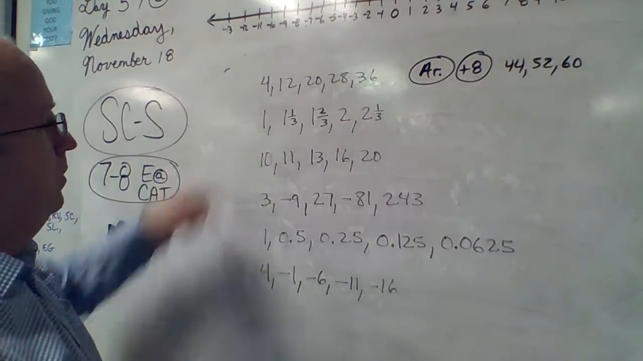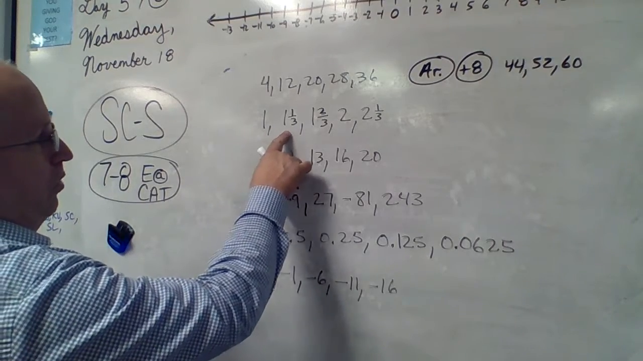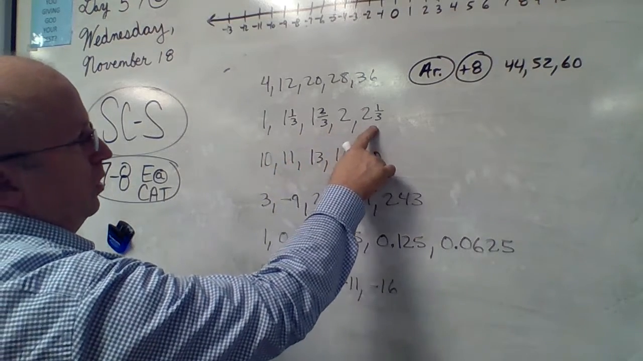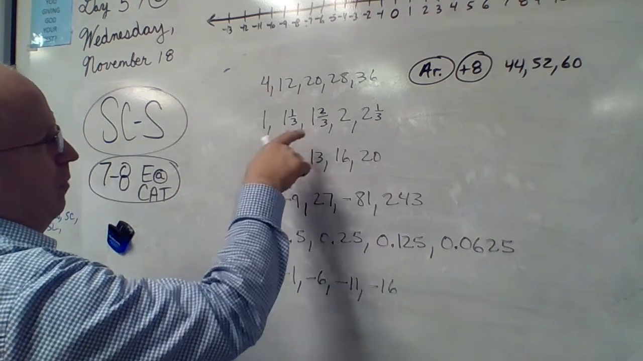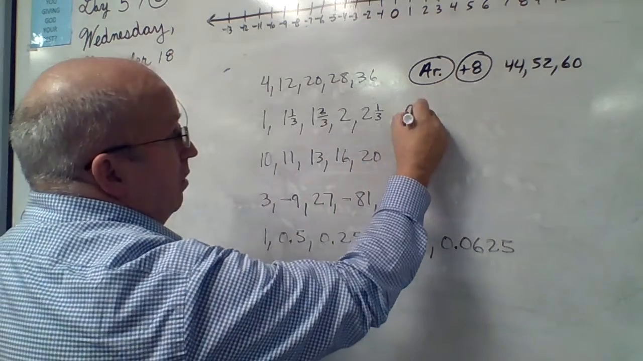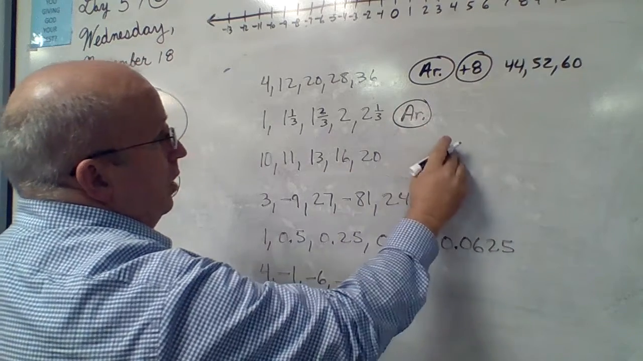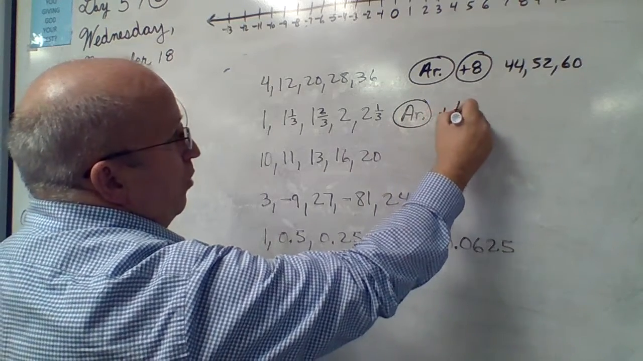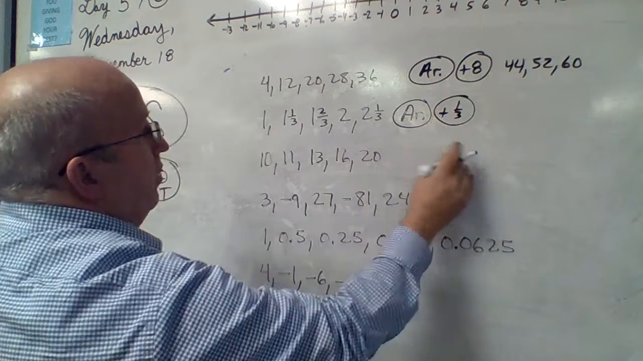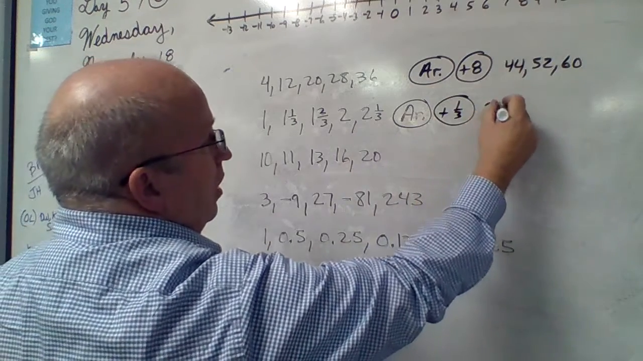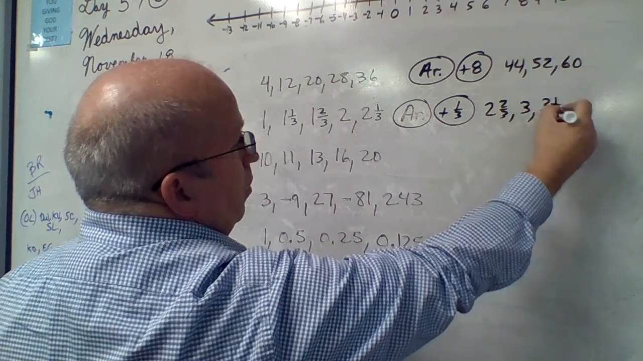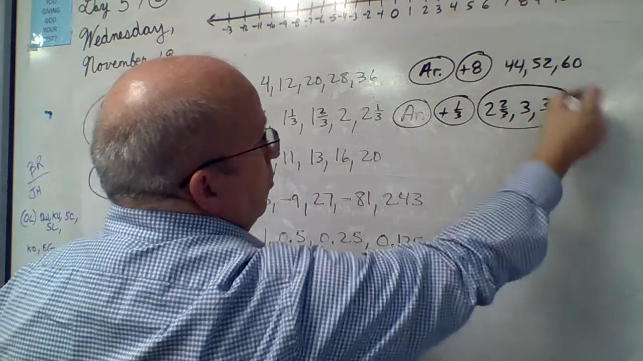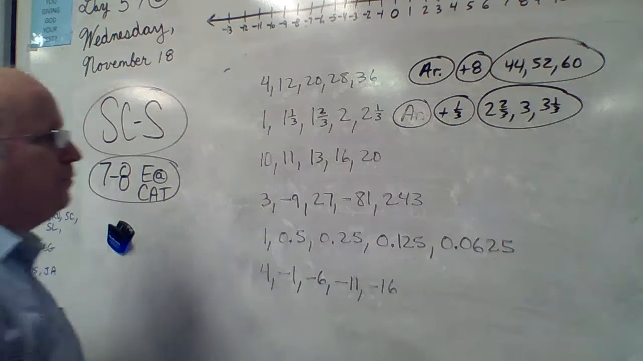Let's try this one. 1 and 1/3, 1 and 2/3, 2 and 1/3. Doesn't look like multiplying, it looks like adding. Yeah, it is. It's an arithmetic pattern, and it's adding 1/3 each time, right? And the next three numbers in the pattern, I think, are 2 and 2/3, 3, and 3 and 1/3. So there are my answers there.